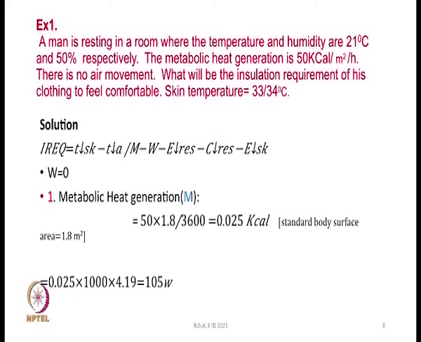So, we know that I_req equals (Tsk minus Ta) divided by (M minus W minus Ers minus Crs minus Esk). W is 0 because the person is not doing any work. So, in this case, the W value is 0.